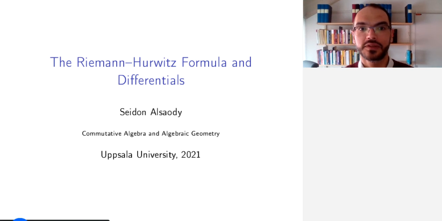Today we will look into the Riemann-Hurwitz formula, which is a formula that relates geometric information about two curves via information about the behavior of a map between them. And this will lead us, in the quest of finding a proof for this formula, into the world of Kähler differentials. So let's get started.